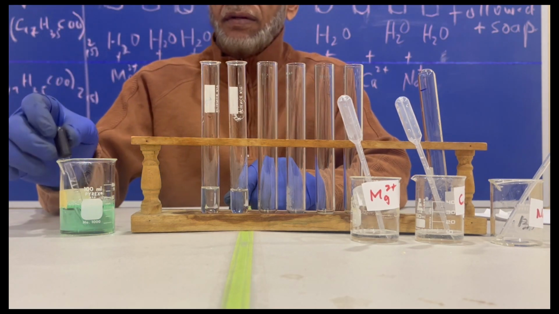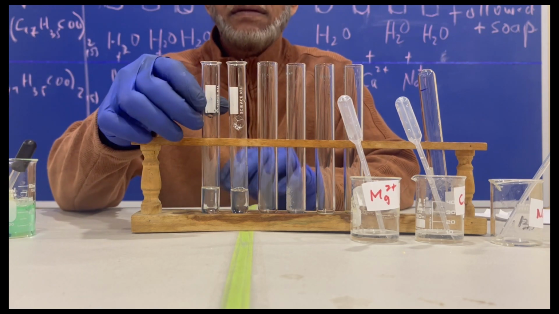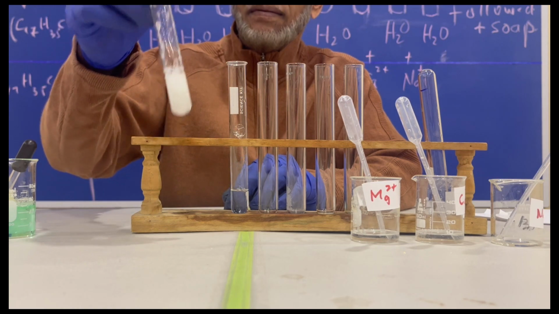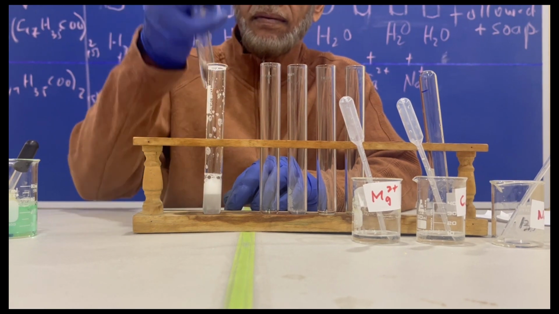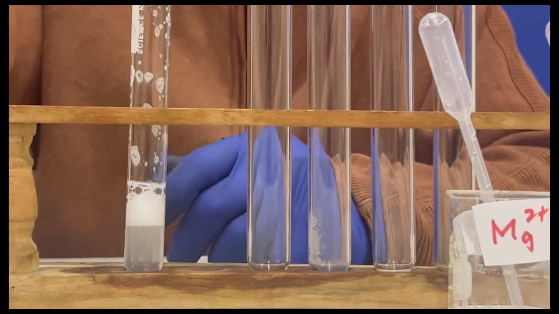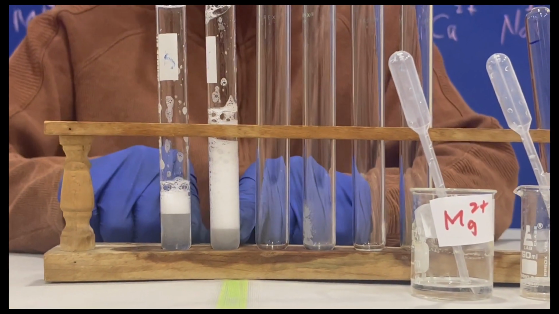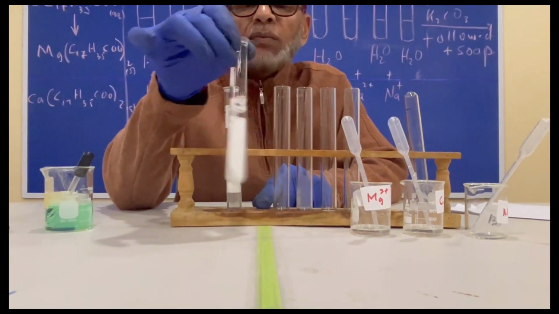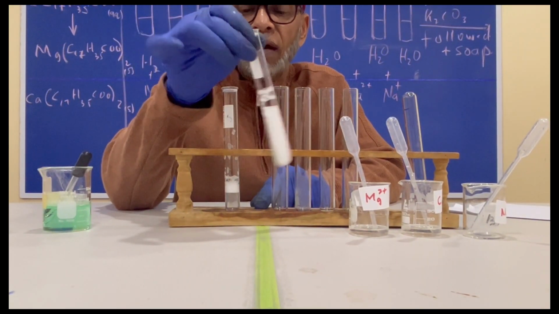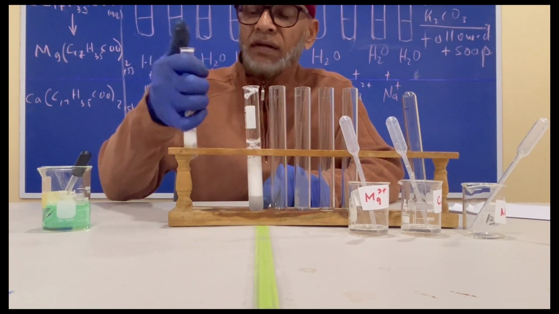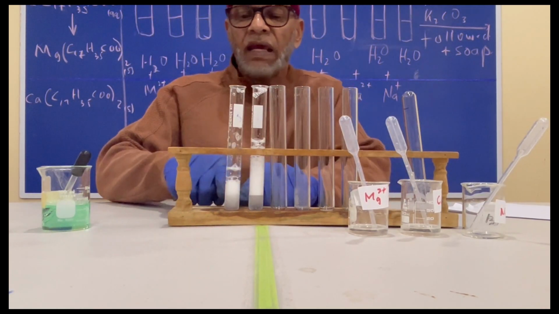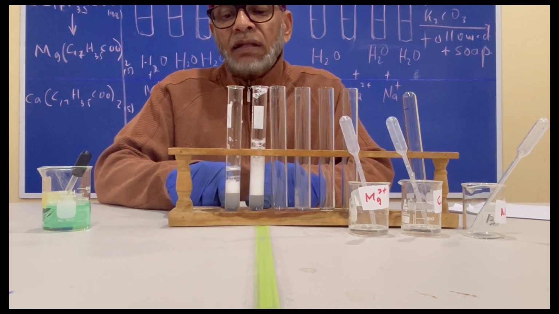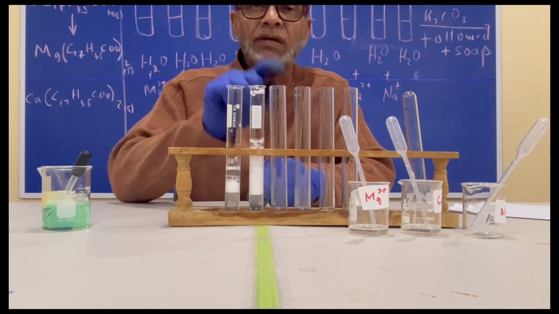And now we will shake these up to see how they lather. Do you see a difference in the degree of lathering here? Definitely we can see that this test tube lathers up more readily than that one. It gives a greater degree of lathering, right, than this one here. This one here is said to be hard water because it does not lather up as well as this one here.